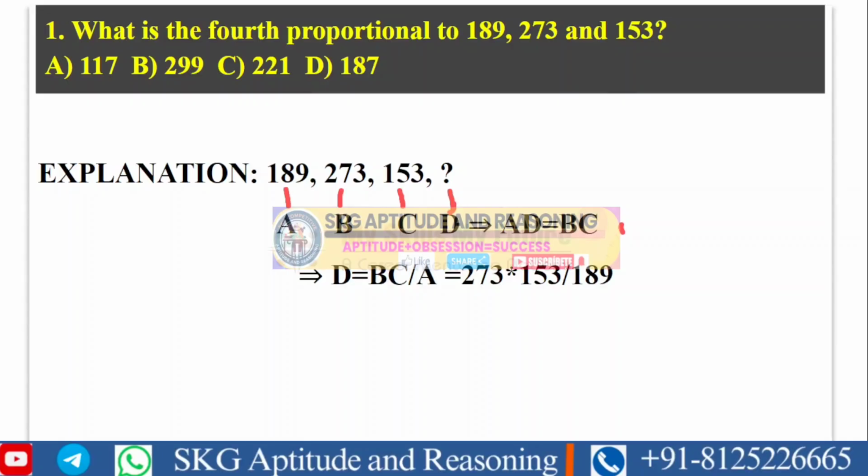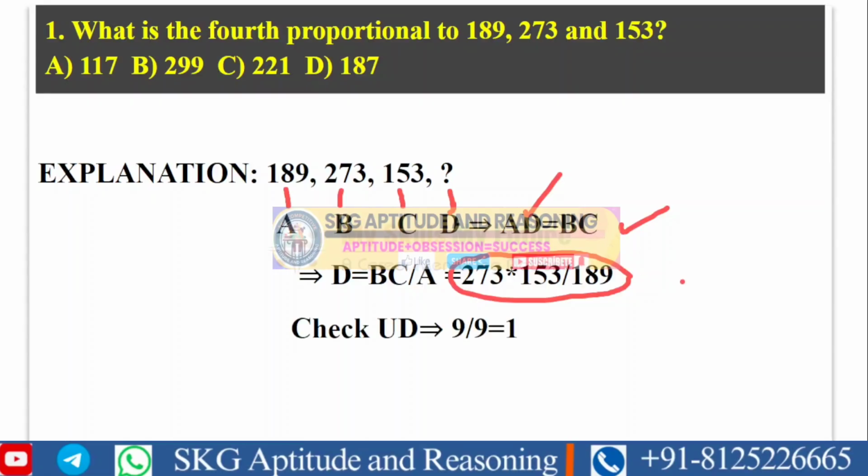We know that AD is equal to BC, and I know the A, B, C values. I need to find the value of D. If I substitute the values, I get D is equal to 273 into 153 divided by 189. This is a very big value, and multiplying and cancelling is difficult. So without doing the multiplication and division, I'll approach a simple shortcut method, digital sum verification or unit digit verification. For now, I'll simply check the unit digit.